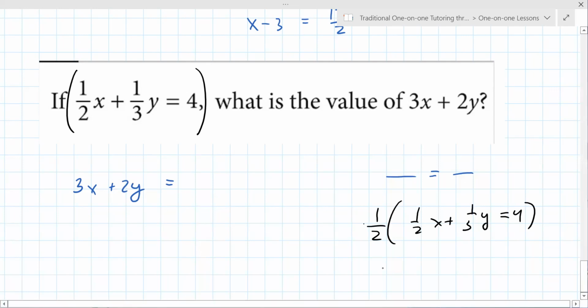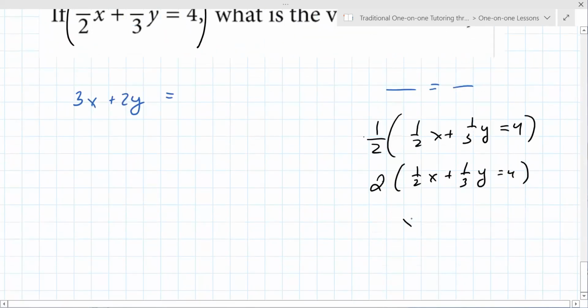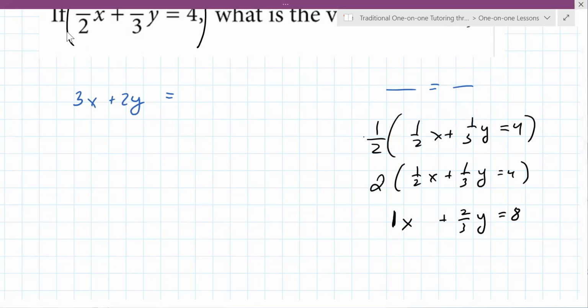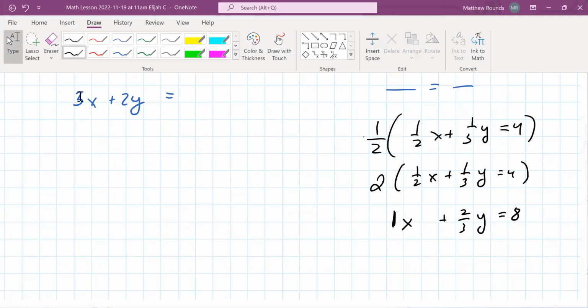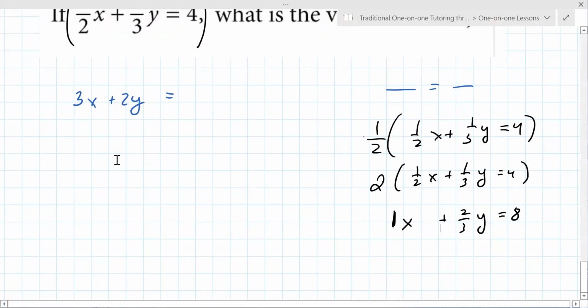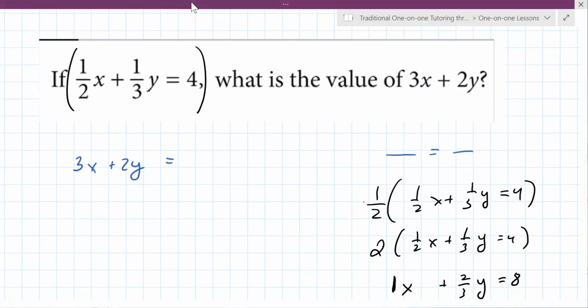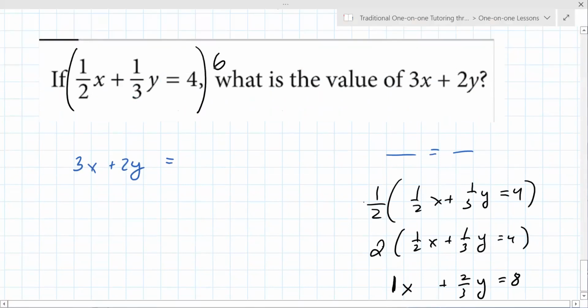I'm not sure. Okay, well, let's just try it, because it sounds like you haven't done this in a while, and that's okay. So 2 times 1/2 is x plus 2/3 y equals 8. So we got to 1x, but we really want 3x up here on the left. Oh, we want 3 of the X's, so then it'd be 6. Yes. So when you multiply by 6, you get 3x plus 2y equals 24, and there's your answer.